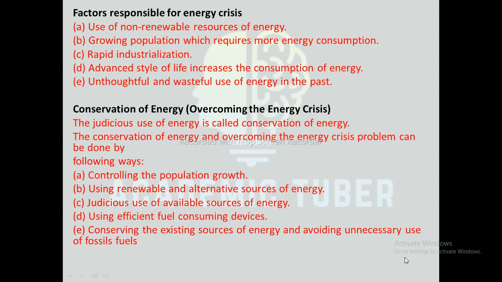Conservation of energy. The judicious use of energy is called conservation of energy. The conservation of energy and overcoming the energy crisis problem can be done by the following means: controlling the population growth, using renewable and alternative sources of energy, judicious use of available sources of energy, using efficient fuel-consuming devices, conserving the existing sources of energy and avoiding unnecessary use of fossil fuel.